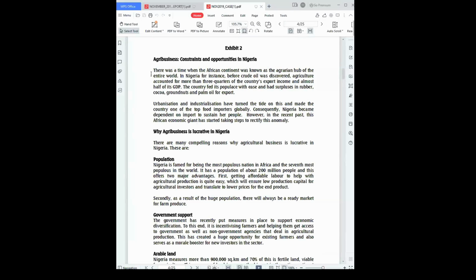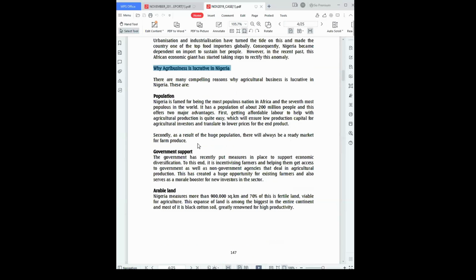Summary. So here is exhibit two. Exhibit two is about agribusiness in Nigeria, the constraints and opportunities. Here they give industry-specific information, talking about the reason why the business is lucrative in Nigeria. They talk about population. Nigeria has over 200 million people. There is affordable labor, and there is market for products.